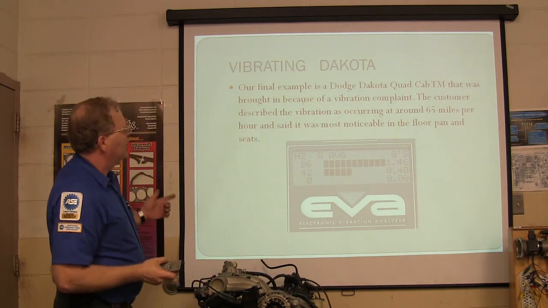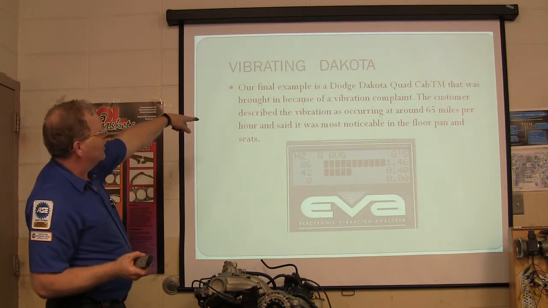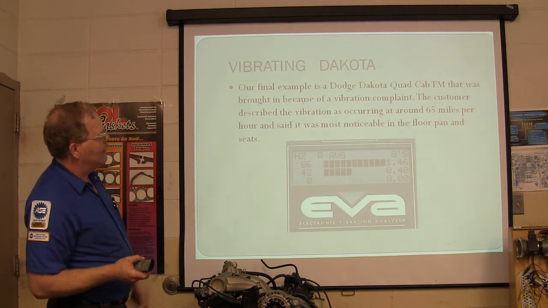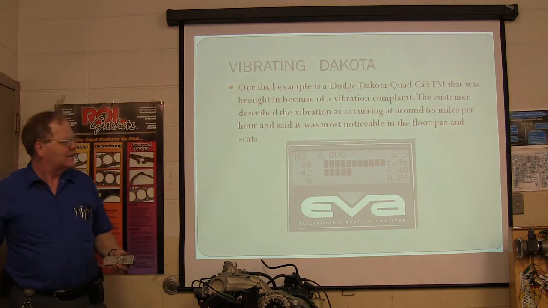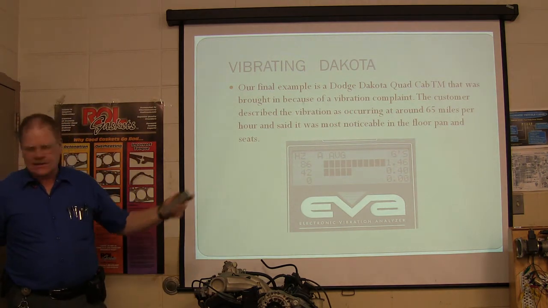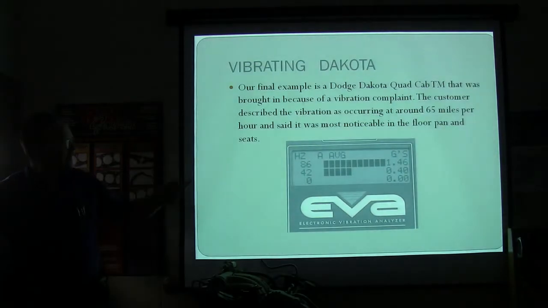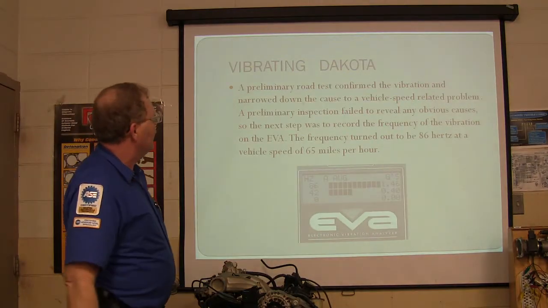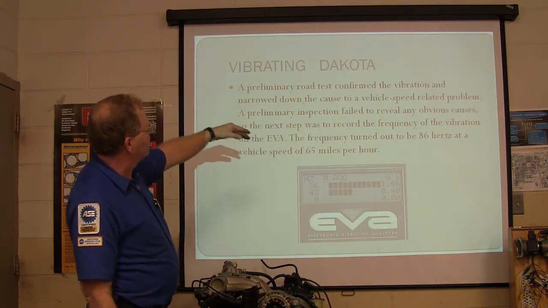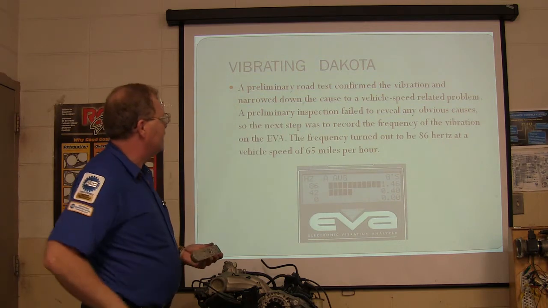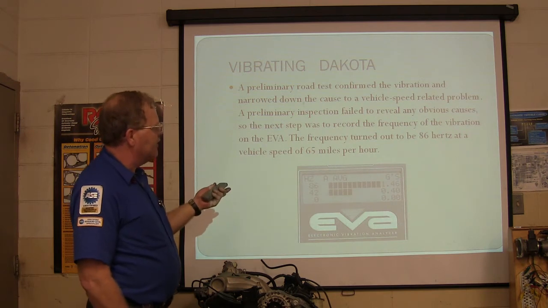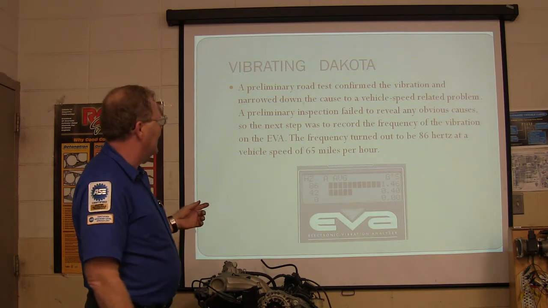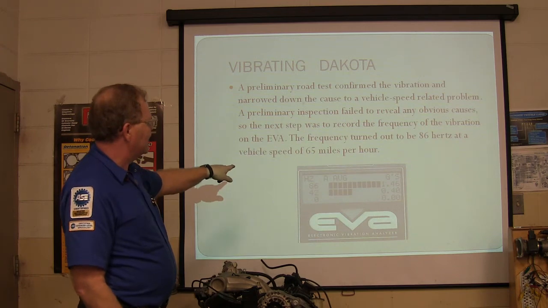Got a Dodge Dakota quad cab that was brought in because of a vibration complaint. The customer described the vibration as occurring around 65 miles an hour, said it was most noticeable in the floor pan and seats. You got 86 hertz there, which is pretty nasty. All right, so the preliminary road test confirmed the vibration and narrowed down the cause to the vehicle speed-related problem. The preliminary inspection failed to reveal any obvious causes. Sometimes you got to dig, right? The frequency turned out to be 86 hertz at 65 miles an hour.